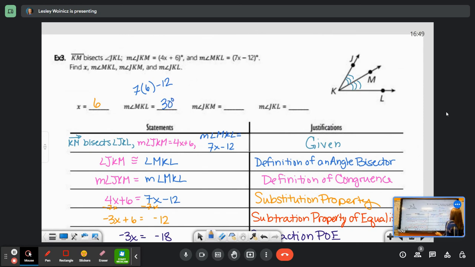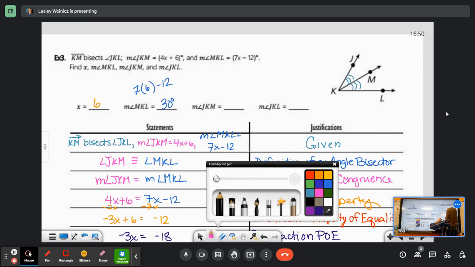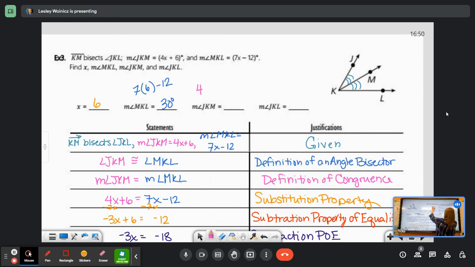Okay. Measure of JKM is 4 times 6 plus 6. Okay, 4 times 6 is 24, plus 6 is also 30. Okay, now the big one, JKL, is those two added together, thanks to the angle addition postulate. So that one is going to be 60 degrees. Pow!